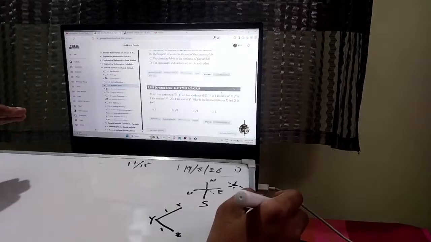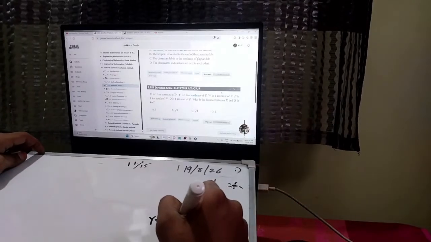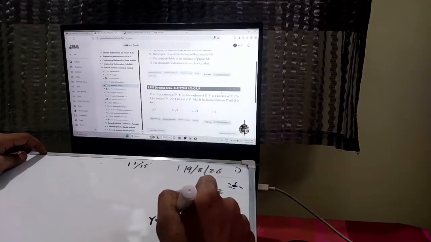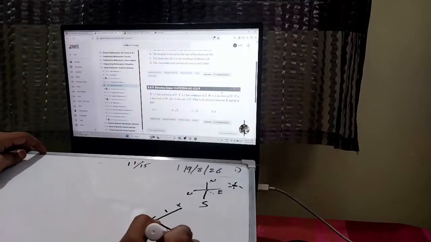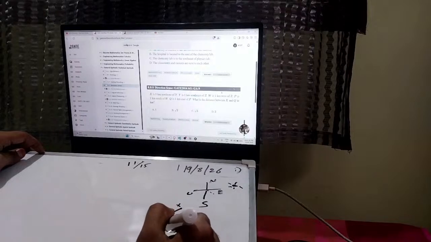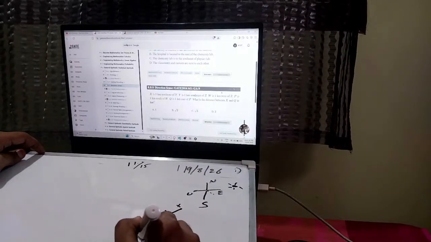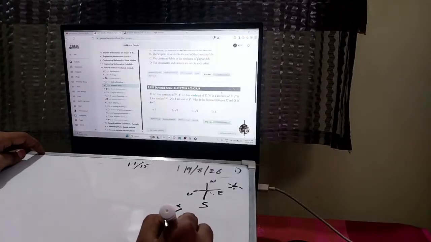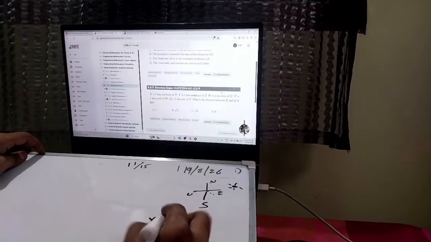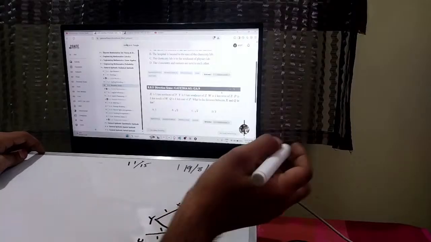So W is 1 kilometer west of Z. West means 1 kilometer. Okay, here. So 1 kilometer is Z, and W is 1 kilometer to Z. Okay, it will be on a straight line.